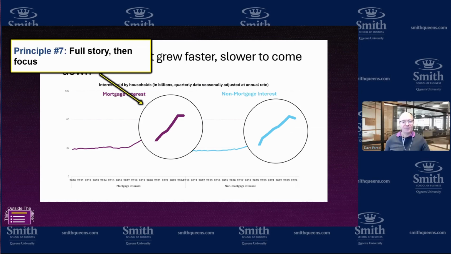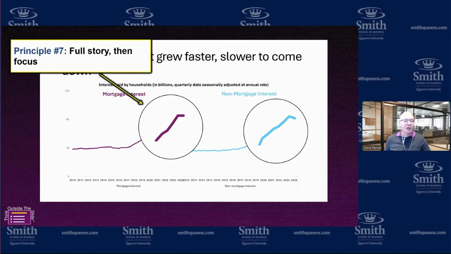Then what I did, because the end of that line was so difficult to see, is I zoomed in on the end of each of those lines so that you could see very clearly, oh, that blue non-mortgage interest line, yeah, that's dropped more than the mortgage interest line. And again, I used some techniques within PowerPoint to create this graph.